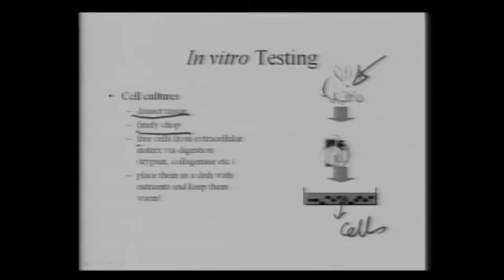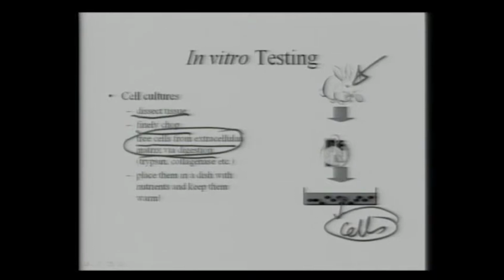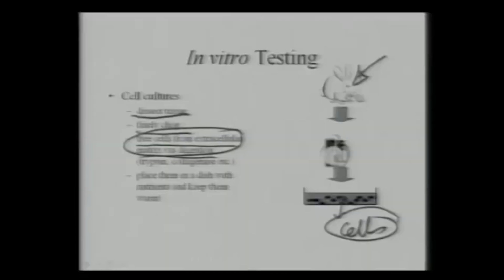But this can be done in an advanced laboratory, and normally researchers get the cells commercially in growing conditions and the living state. Then the other thing is that you have to free cells from the extracellular matrix via digestion. The cells are dispersed in an ECM, or extracellular matrix, but you want only the cells, not the cells with the extracellular matrix. So, essentially you have to extract the cells from the extracellular matrix, place them in a dish with nutrients and keep them warm. Warm means 37 degrees Celsius.